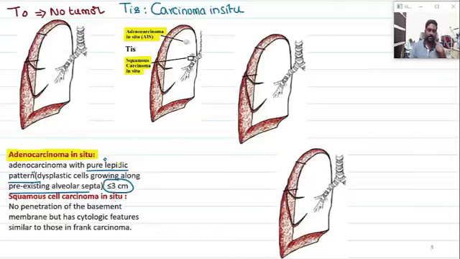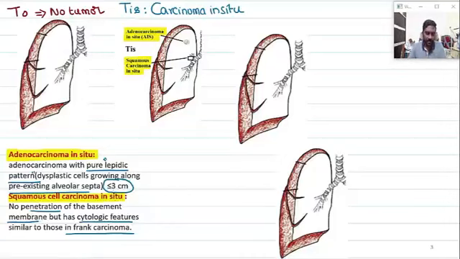Whereas squamous cell carcinoma in situ is another variant. There is also no penetration of the basement membrane, but it has cytological features similar to those in frank carcinoma. So it is just before frank carcinoma is going to happen. So TIS is carcinoma in situ. Either it can be adenocarcinoma in situ or squamous cell carcinoma in situ, which will be known only after a sufficient biopsy.